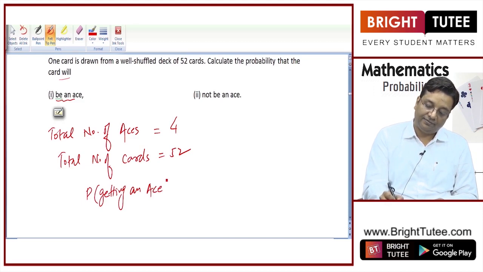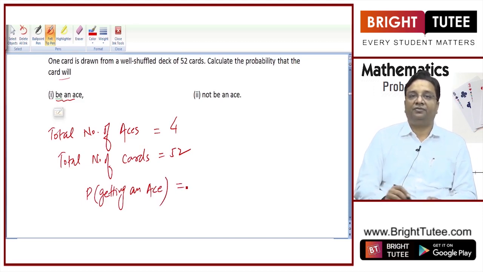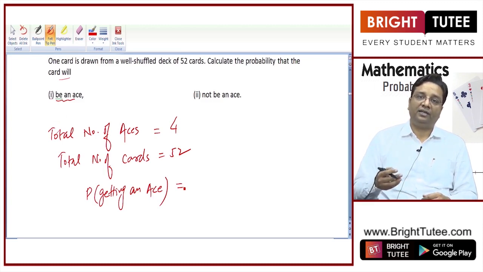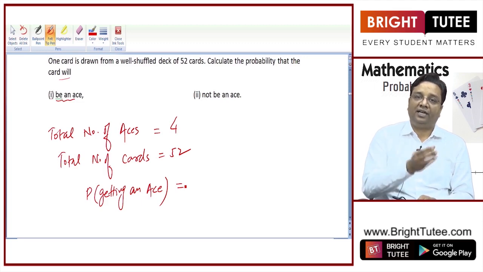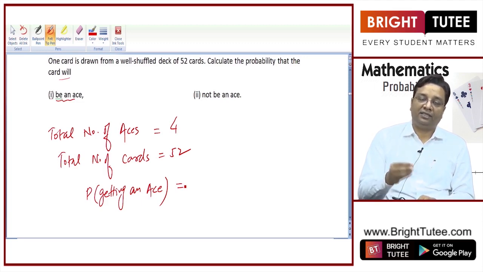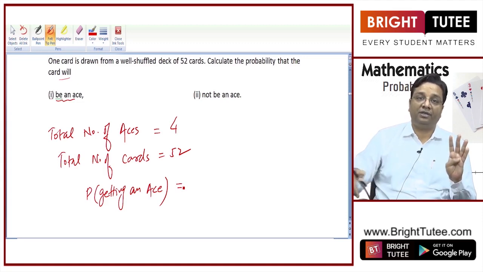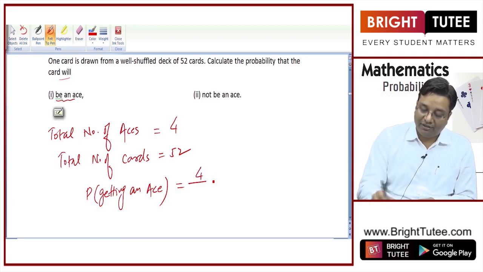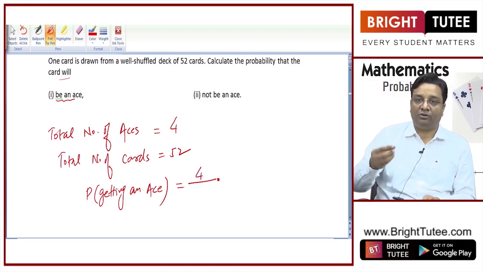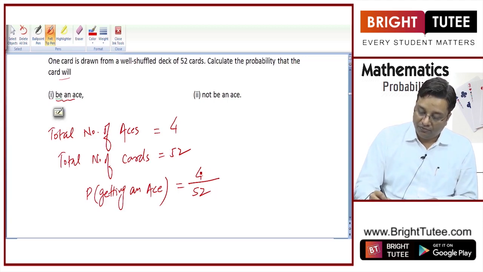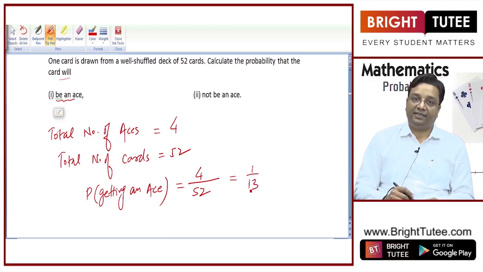So, probability of getting an ace is equal to, what are the favorable outcomes? What is the number of favorable outcomes in this case? 4. Why? Because if you get an ace of diamonds, right, it is a favorable event. If you get an ace of clubs, let us say, it is again a favorable event. So, there can be 4 favorable events. So, 4 events are favorable. What is the total number of events? When you draw a card, you can draw any card out of these 52 cards. So, 52 is the total number of outcomes. So, 4 by 52 is going to be the probability of getting an ace.